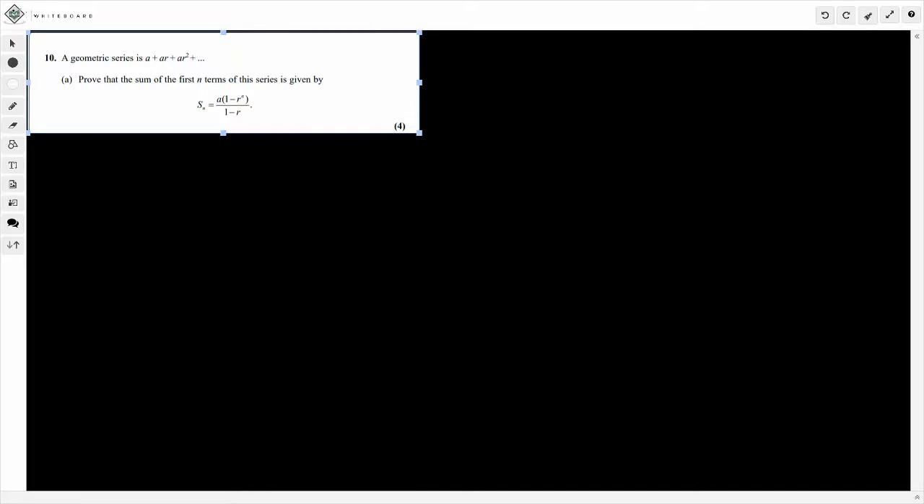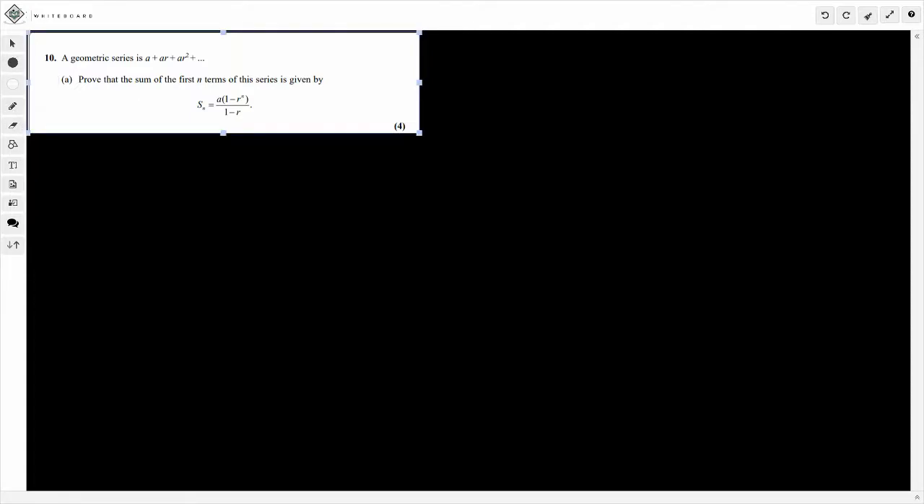Now it's not come up on the new spec yet, and I'm not sure if it will in the next couple of papers, but it's worth knowing. It's not too tricky of a proof. In terms of memorising anyway, it's not too long. It's one that a lot of students do forget. So let's have a look at doing it.